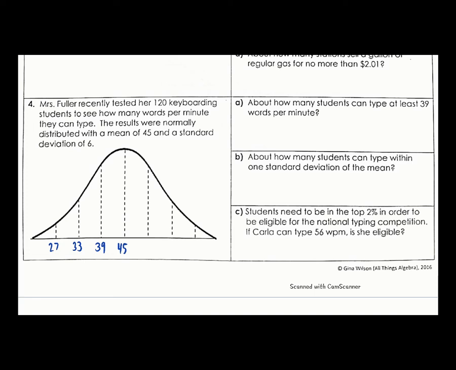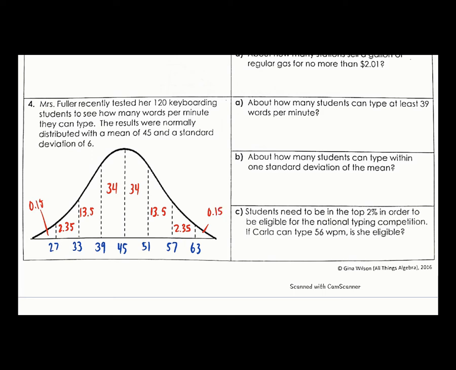Now let's go to the right. 45 plus 6 is going to be 51. 51 plus 6 is going to be 57. And 57 plus 6 is going to be 63. And that's as far as we have to go that way. Once again, I like to get in the habit of writing all my percentages down. So that's 34, 34 in the middle. That's 13.5 and 13.5 in the next standard deviation. That's 2.35 and 2.35. And finally, that's 0.15 in the outside and 0.15 in this outside.